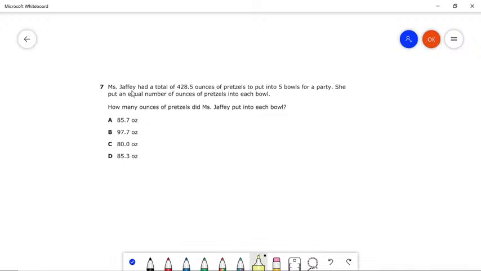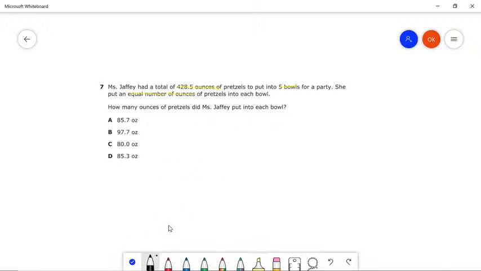Mrs. Jaffe has a total of 428.5 ounces of pretzels to put into 5 bowls for a party. She puts an equal number of ounces of pretzels into each bowl. How many ounces of pretzels did Mrs. Jaffe put into each bowl?